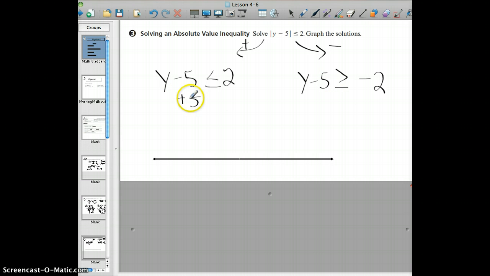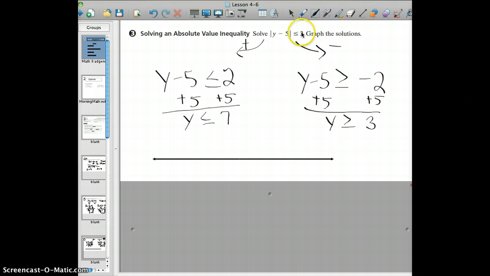We're going to add 5 to both sides. I'm left with y is less than or equal to 7. And we're going to add 5 to both sides here, and we get y is greater than or equal to 3.